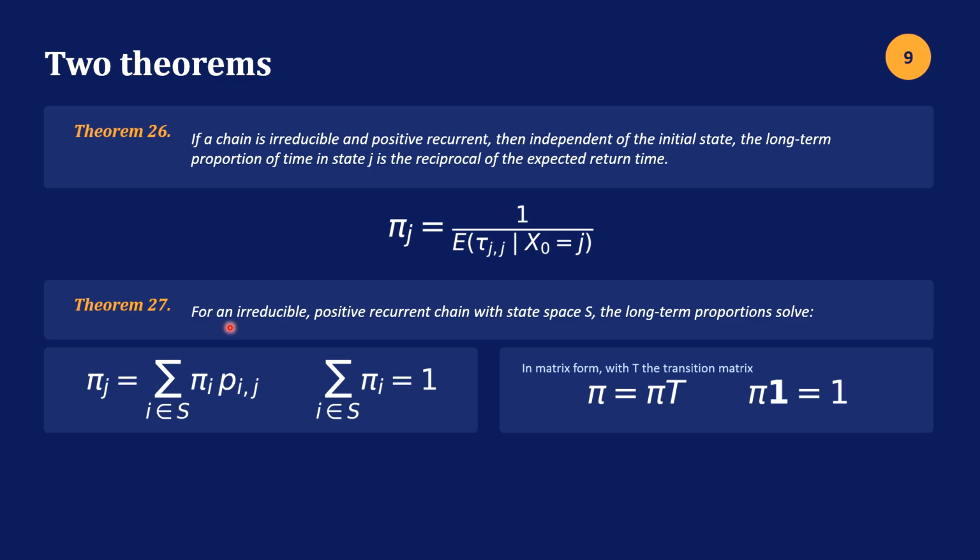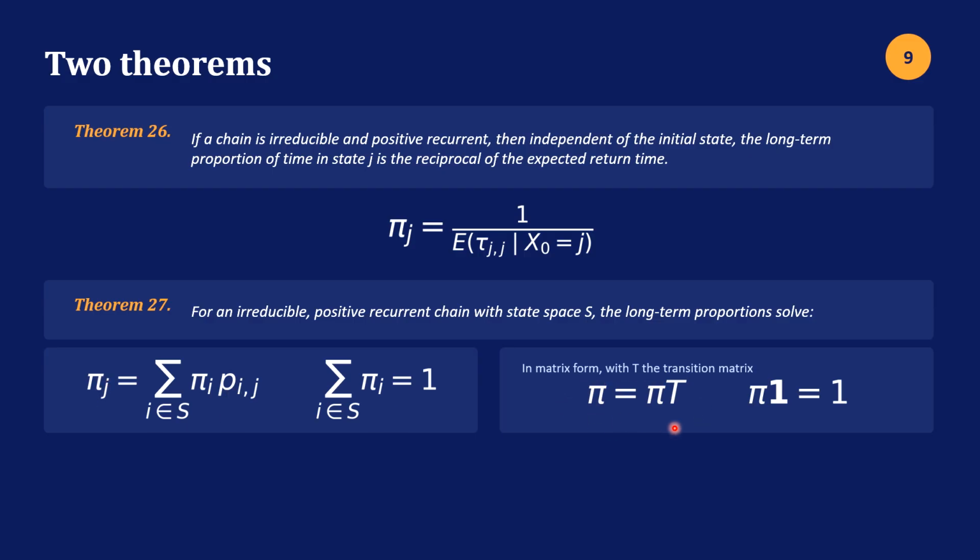So that's one theorem. Then we have, I think, a more useful theorem, at least for the example we're going to see on the next slide. For an irreducible positive recurrent chain with state space S, the long-term proportions solve these equations, which in matrix form are these equations here. So pi equals pi times the transition matrix, and then pi times the column vector with all ones in it. Not the matrix, but the column vector. So it's basically the sum of the pi sub i's. That's what this is here. This is equivalent to this, and then this is equivalent to this.